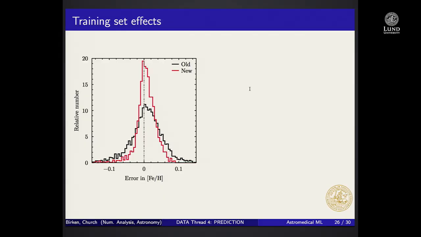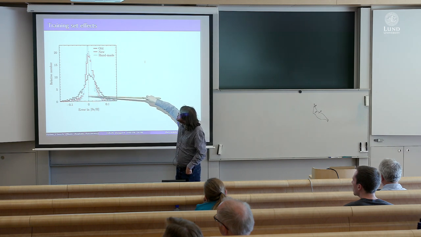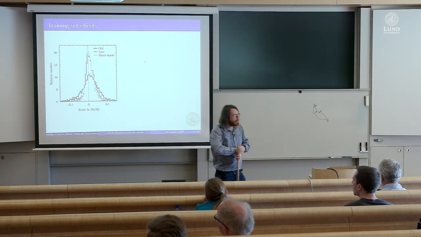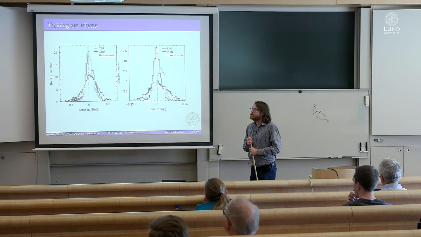So then I thought, could we craft by hand a training set with a nice uniform distribution across all of the different parameters? And that works, in fact, even slightly better for the metallicity. So this is the distribution of errors. For a good model, you want a nice tight fit around zero here. But then curiously, it works rather badly for the surface gravities.